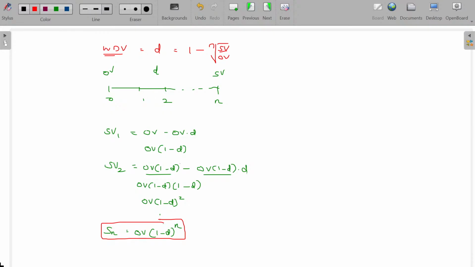But if I want to calculate the d, how can I calculate the d? D represents the rate of depreciation. How will I calculate the d? Use the same formula, do slight shifting, and you'll get the formula for d. See, scrap value is equal to original value into 1 minus d to the power n.